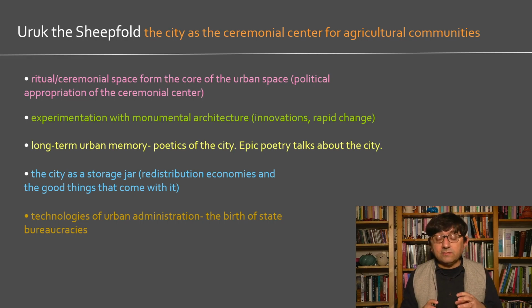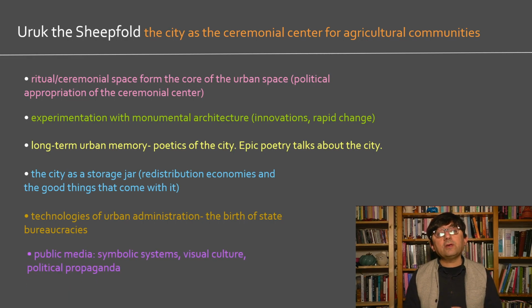And we start to see these various different technologies of urban administration that we will talk about in the next lecture. These new state bureaucracies, especially in the form of writing on clay tablets, and also cylinder seals that the merchants and urban administrators were using to seal documents, seal off containers of food, and exchange materials, and so on. And this is also the time that public media gets improved. We see new symbolic systems emerging, a new visual culture associated with the urban society and political propaganda. And we will see a lot of this more exemplified in the next video in a little bit. Thank you.